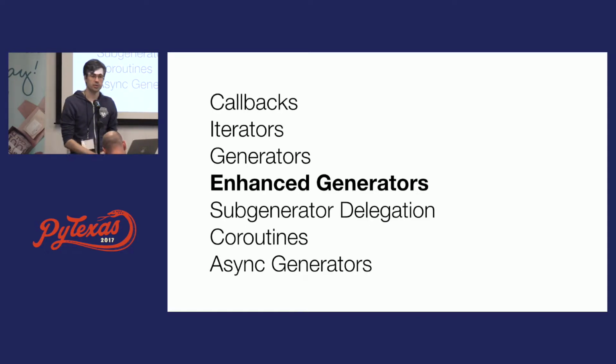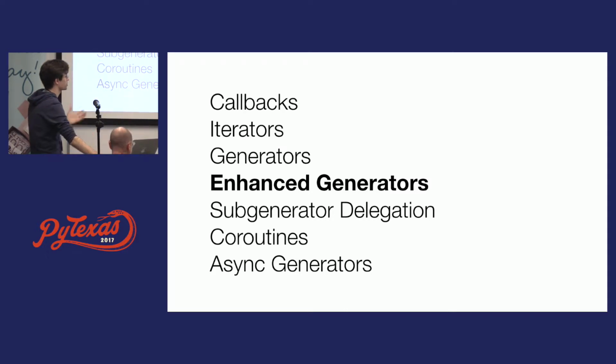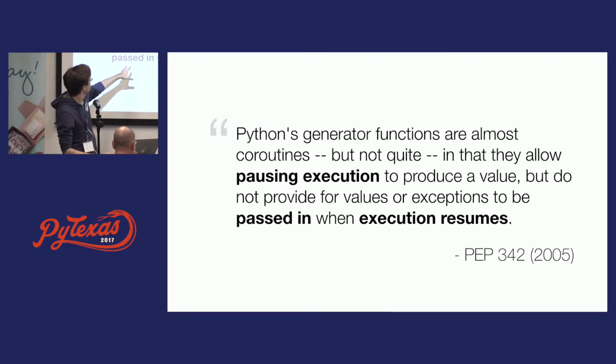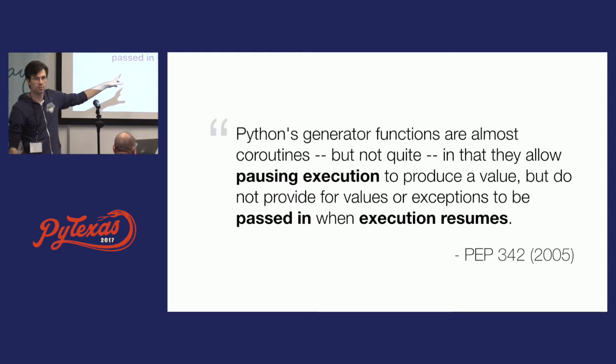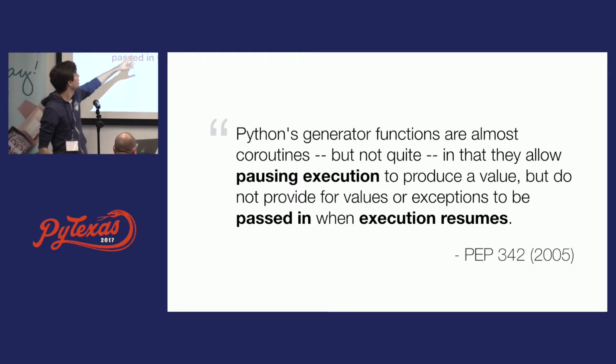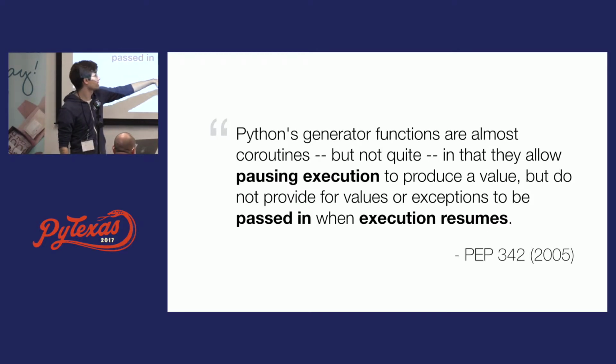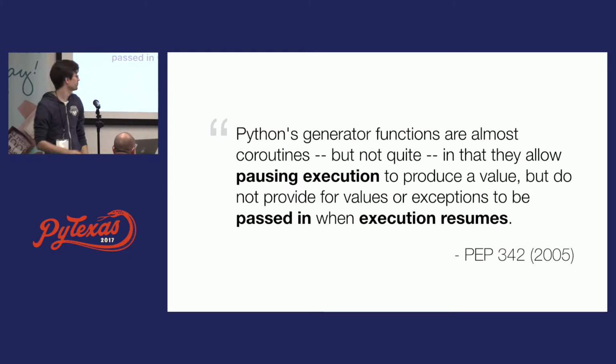So now we're going to talk about enhanced generators. Remember I said a moment before that, great, the generator can yield a value, but I need to be able to put values back into that context so that it can make decisions based on what happened as a result of that object. And I don't want to have to go make my own. So the PEP for that, here's the description of why that's an important concept, pretty much what I'm saying. They are almost coroutines in that you can pause execution to produce a value, but you do not provide a way for values, and just as importantly, exceptions, to be introduced back into that context.